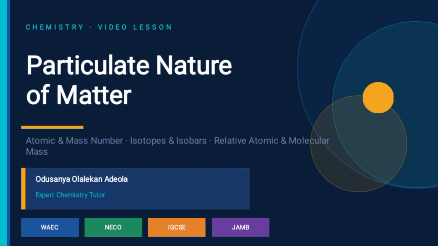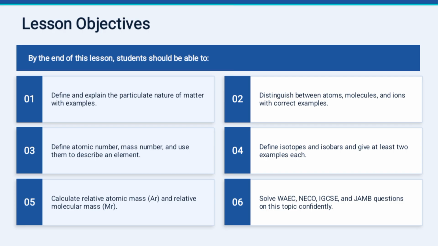In this video, we are going to talk about the particulate nature of matter. We are going to be looking at what the particulate nature of matter is all about, and distinguish between atoms, molecules, and ions with correct examples.